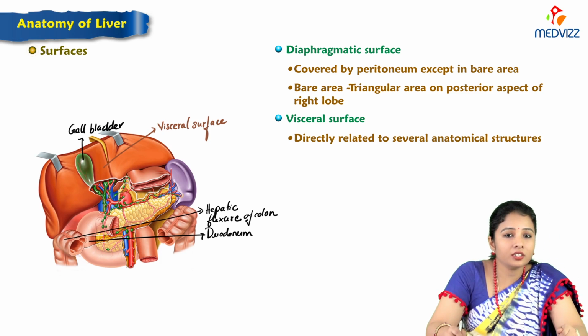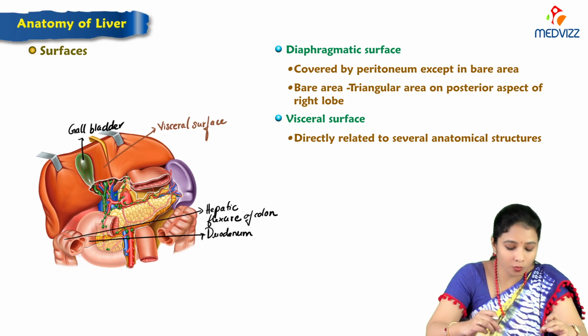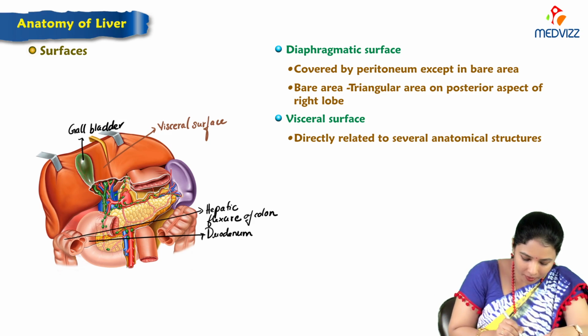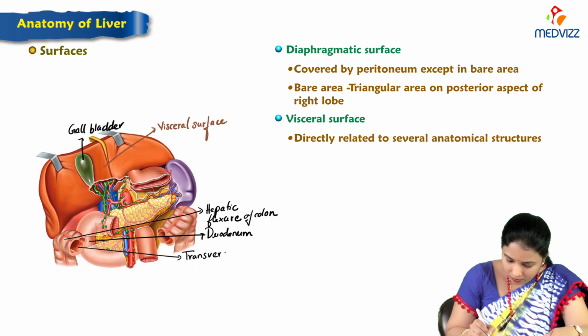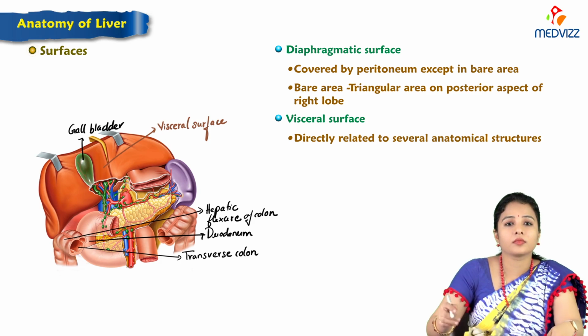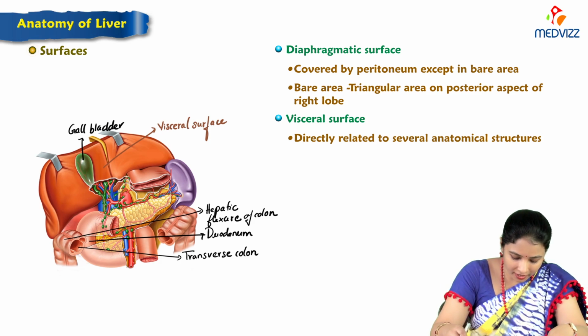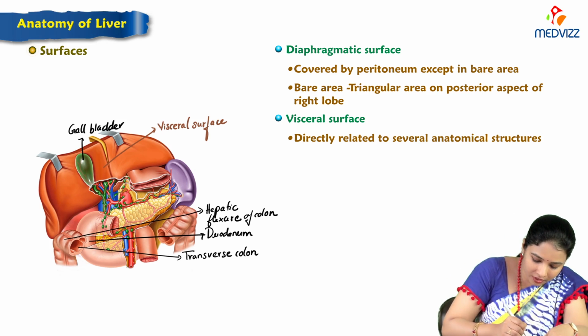And it is related to transverse colon. Here in this image, the transverse colon is removed to expose the duodenum. So here is the cut part of transverse colon. It is related to right kidney, right suprarenal gland. We cannot see the right kidney and right suprarenal gland clearly, but a little part of it is seen.